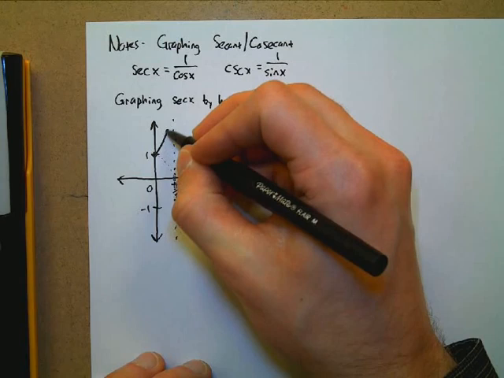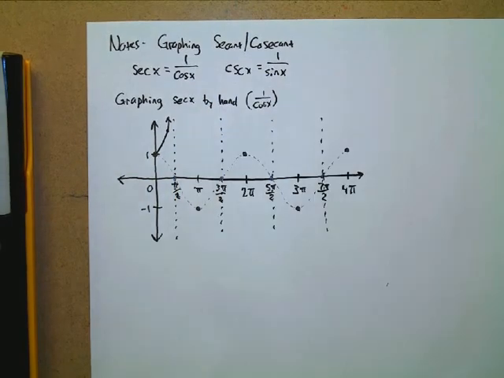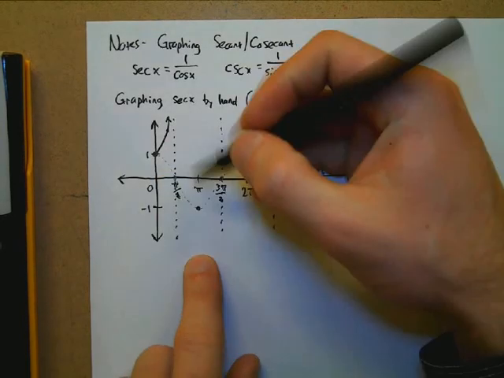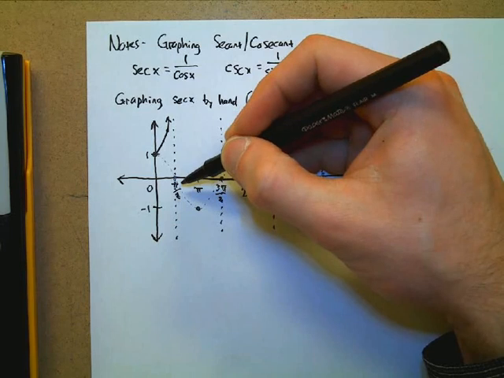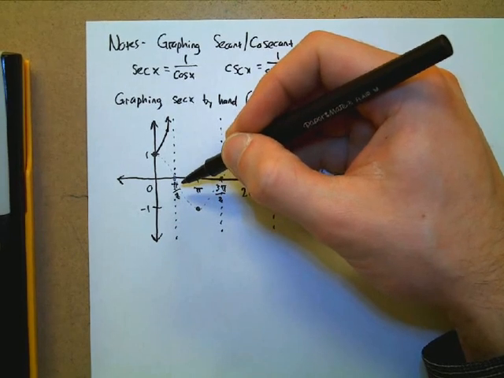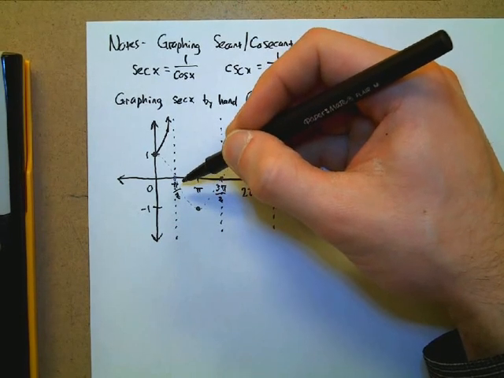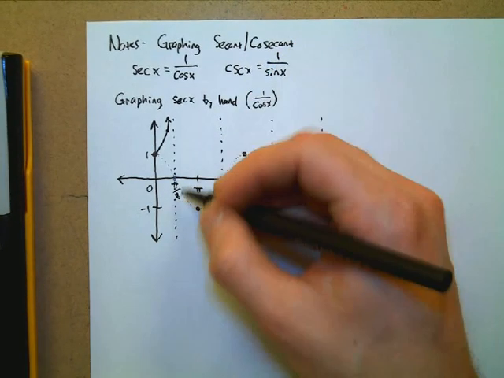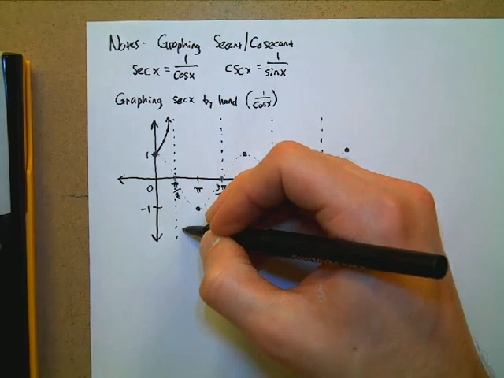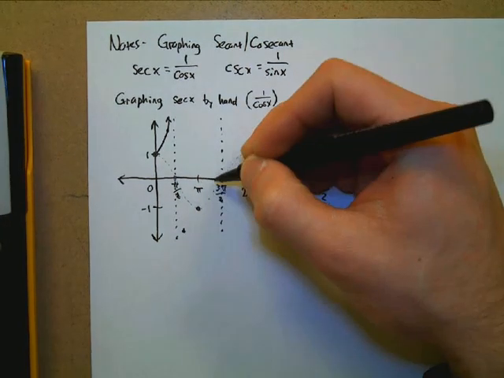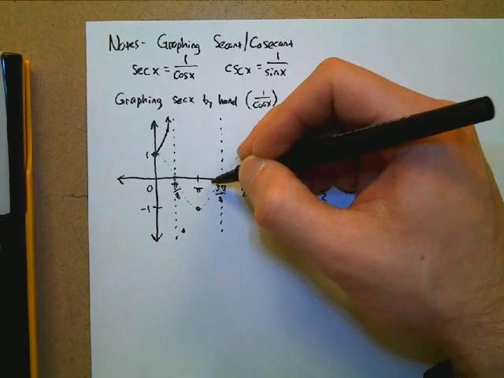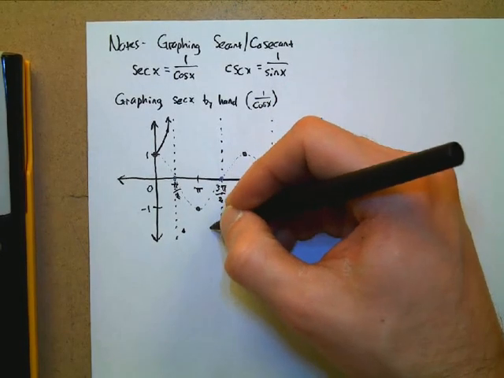Let's think about the next thing. What about 2 pi over 3? What's cosine of 2 pi over 3? It's going to be negative 1/2, but then again, the reciprocal of that will be negative 2. So at roughly 2 pi over 3, we're going to be down here at negative 2. And then in the third quadrant, let's talk about 4 pi over 3. Cosine of 4 pi over 3 is negative 1/2. Reciprocal would also be negative 2. And so then you can see, okay. And I think at this point, you kind of get the idea.